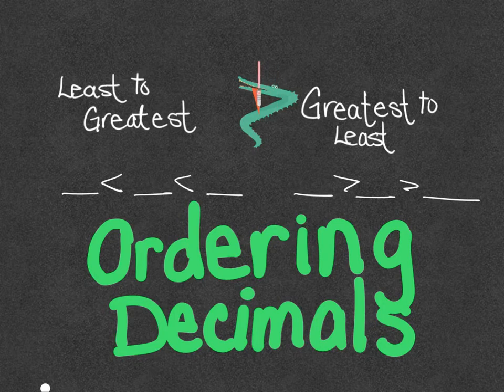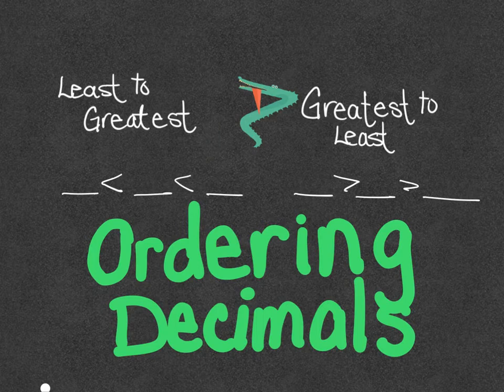I've found this cool little crocodile guy. If we're doing least to greatest, our least decimal number would be here, which is the less than sign. Our next one would be here, and then another less than sign, and then our greatest one here. So this number is less than this number, and this number is less than this number, but this number is greater than this number, and this number is greater than this number. But this is least to greatest.